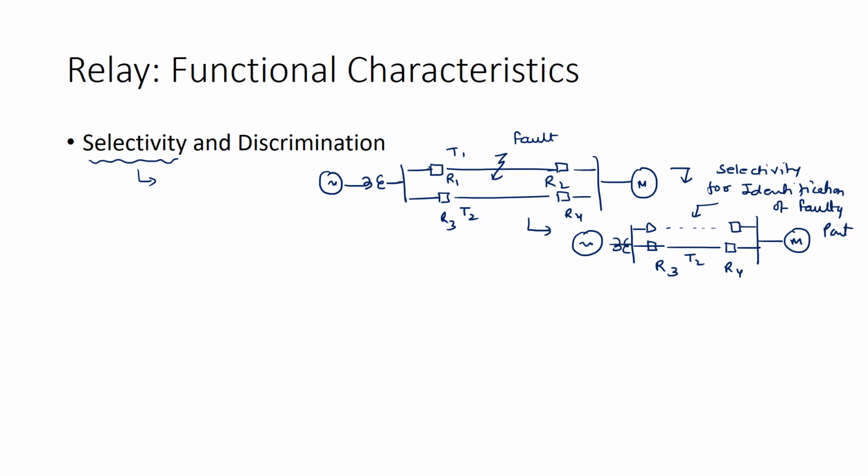This is how selectivity is done. That means in order to disconnect some part from the power system, we need to be very precise and selective. Now, what is discrimination? Discrimination is the ability to discriminate between fault and normal conditions.